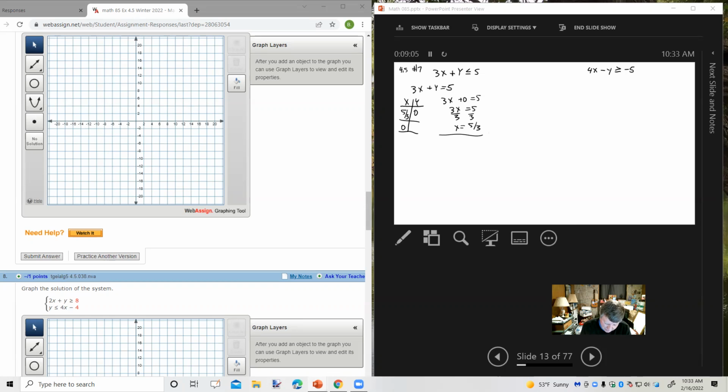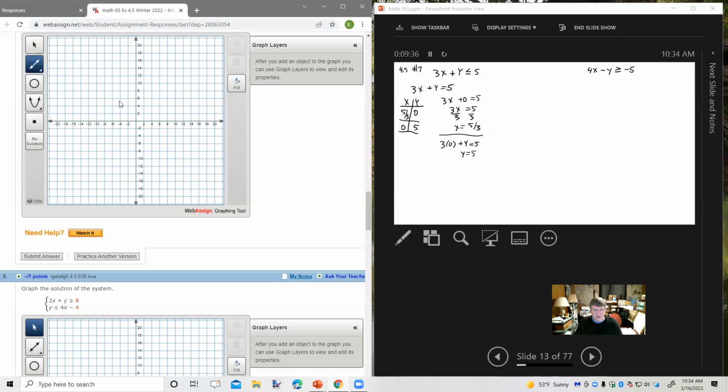Okay, next, if x is 0, let's find y. 3 times 0 plus y equals 5. So y equals 5. Okay, so now we're going to go over here. We're going to choose the solid line, not the ray or the line segment. Click it till it's blue. We're only going to use 2 points for each line. That was another thing I noticed, that people were finding 4 or 5 points on a line. And for some reason, even if they're correct points, WebAssign doesn't like that.